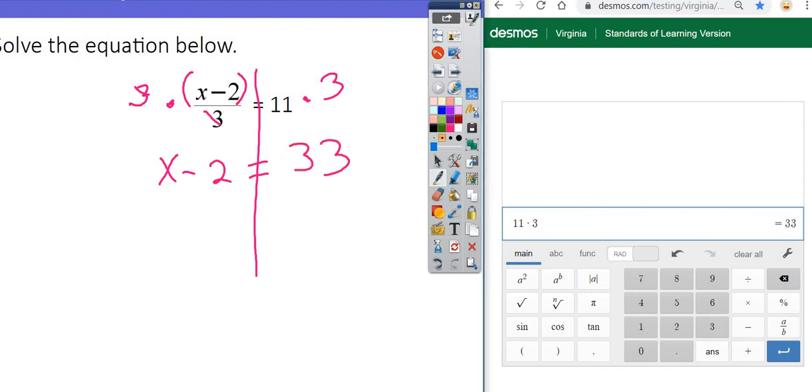So now you look at the problem again. You've got x minus 2 equals 33. So you have to add 2 to both sides to get that x by itself. You get x equals 35.